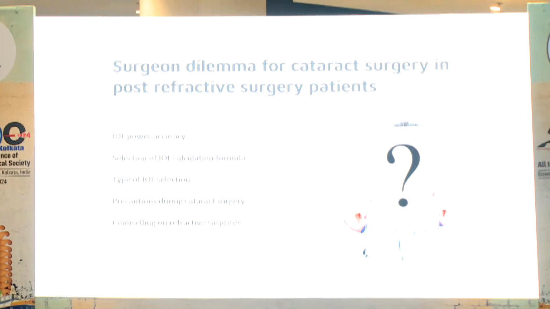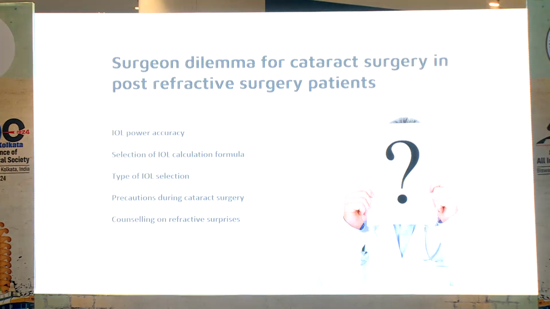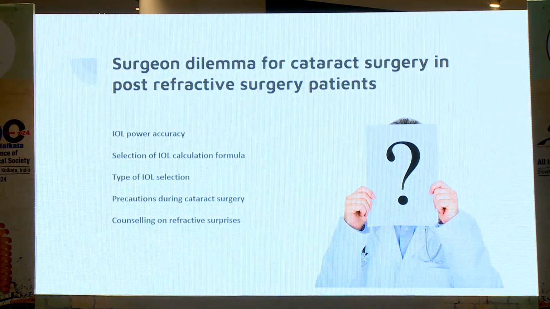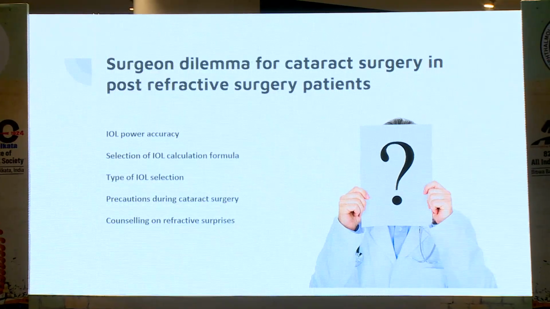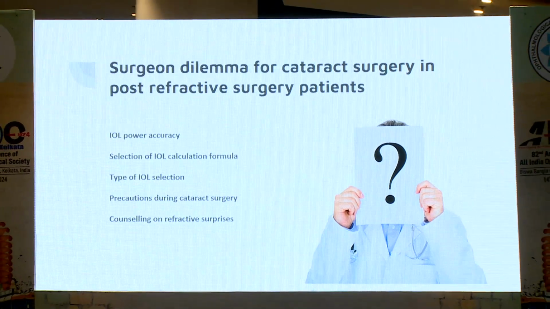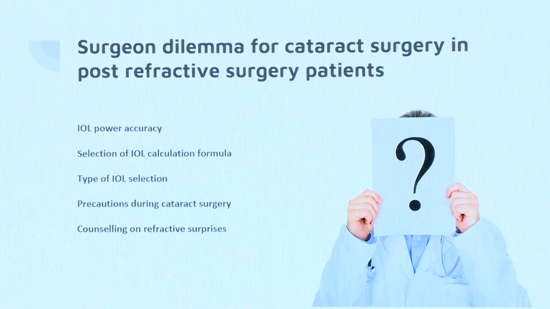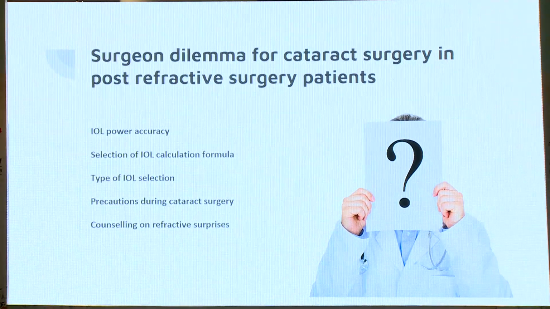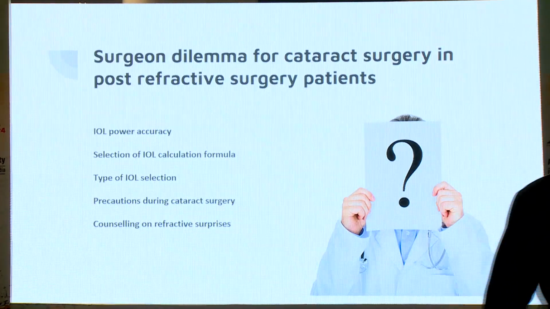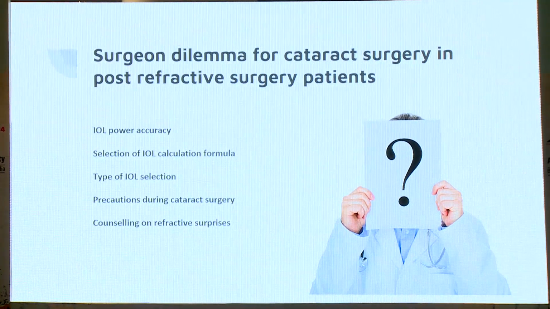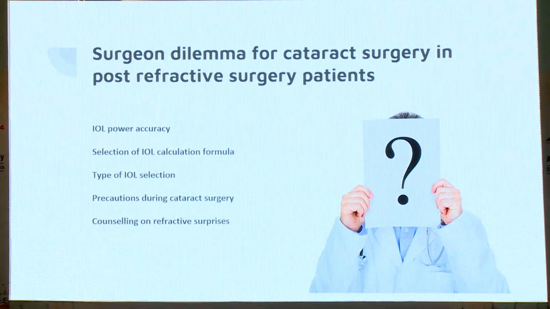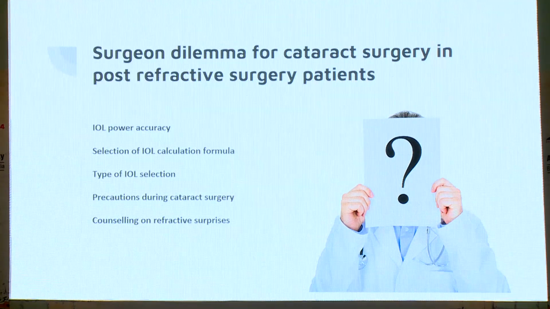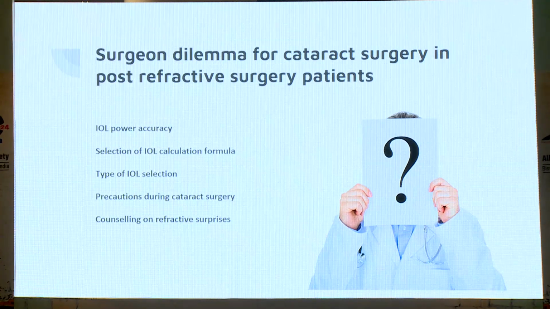So why is there so much confusion, and why is it so difficult to actually operate on such patients? Why is there a surgeon dilemma for cataract surgery in post-refractive surgery patients? The topics I'm going to be covering today are the IOL power accuracy, the selection of the IOL calculation formula, the type of intraocular lens selection, the precautions that need to be taken during cataract surgery for both RK surgery and LASIK surgery, counseling of patients pre-operatively, and counseling of patients on any refractive surprises post-operatively.